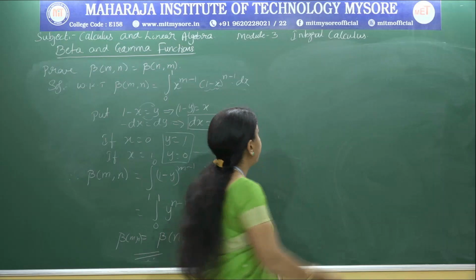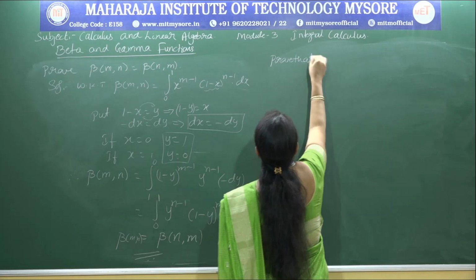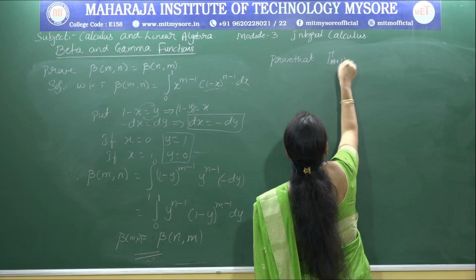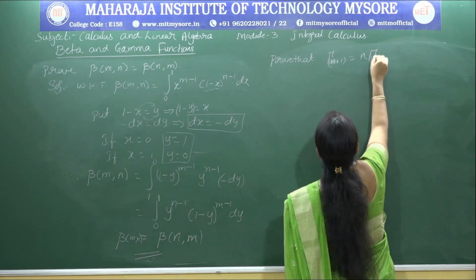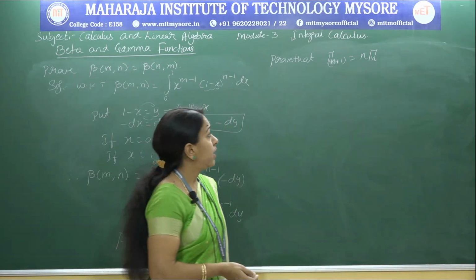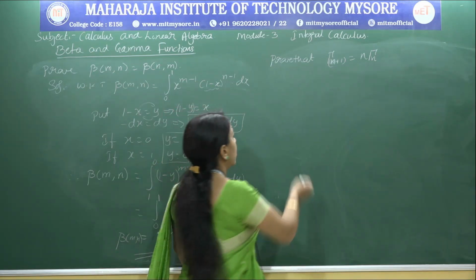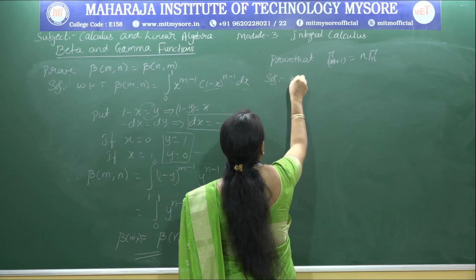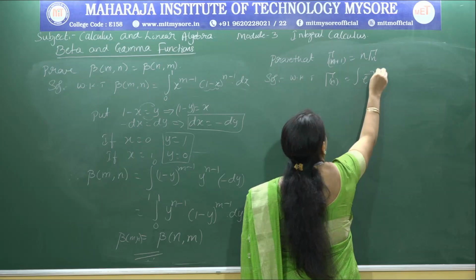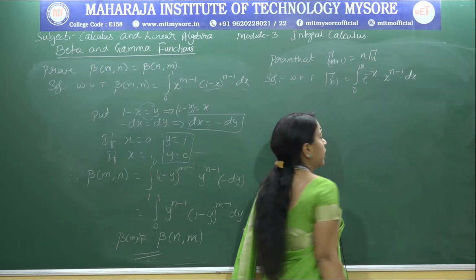Now the second property is, prove that gamma n plus 1 is nothing but n into gamma n. We are supposed to prove that gamma n plus 1 is n into gamma n. To prove this result, let me define the gamma function. We know that gamma n is equal to the integral of e power minus x into x power n minus 1 dx between the limits 0 to infinity.